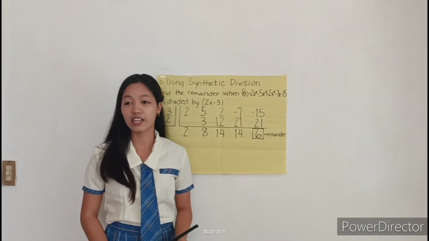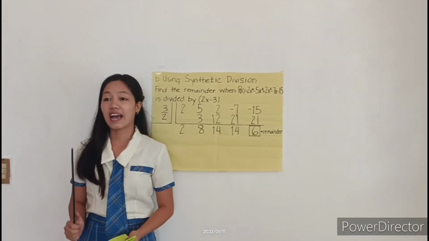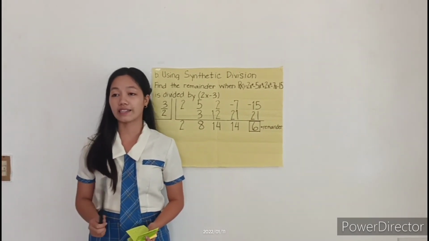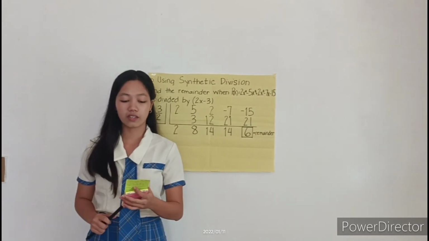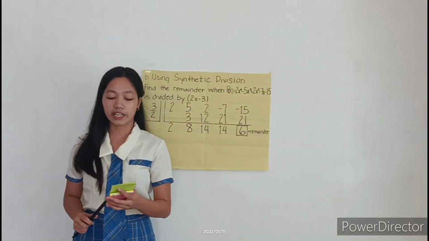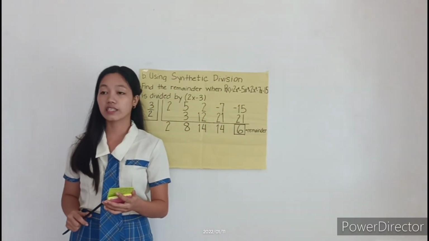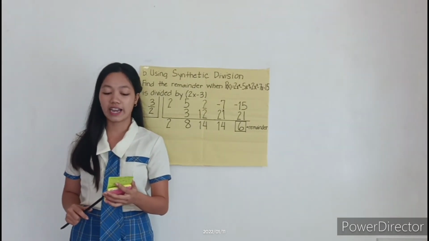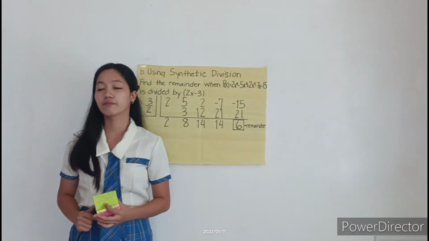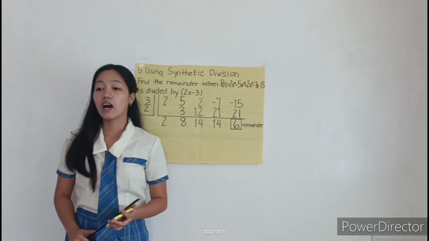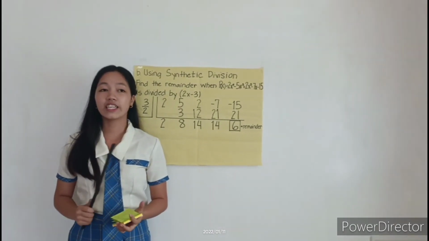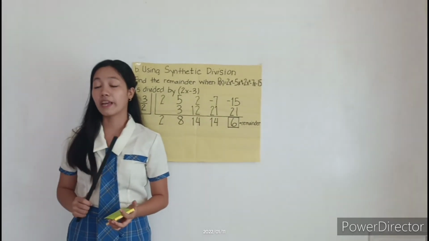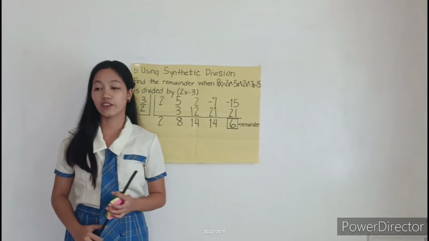Oh, very good. So now I have here the last item for you to answer. So take down in your activity notebook: find the remainder when x squared minus 3x plus 7 is divided by x plus 5. I will give you 5 minutes to answer this. You can use either remainder theorem or synthetic division.